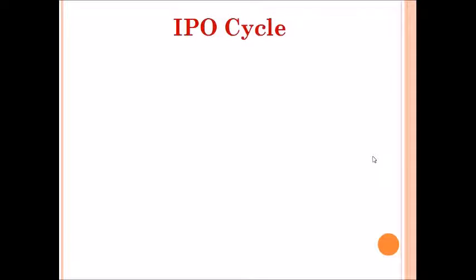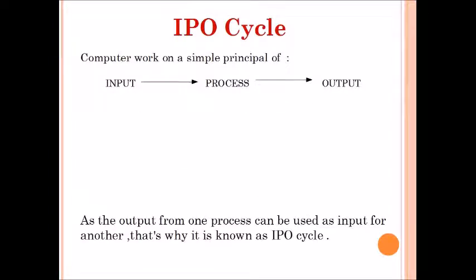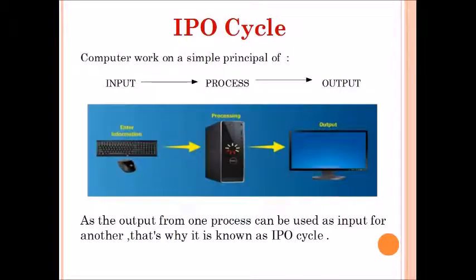This is our IPO cycle. The IPO cycle means input, processing and output. The computer works on simple principles: input, process and output, meaning the output from one process can be used as an input for another. That's why it's known as the IPO cycle.